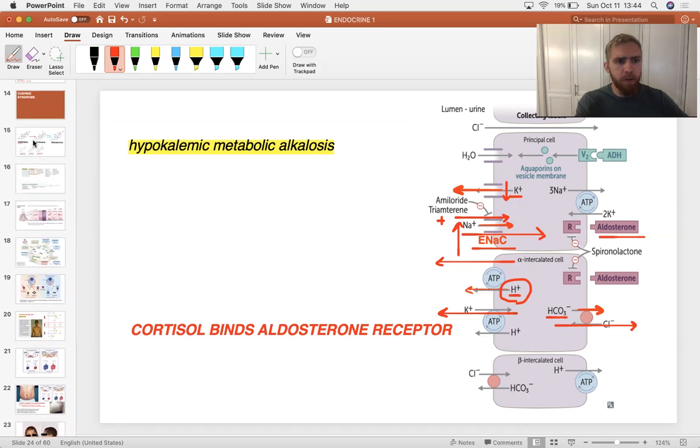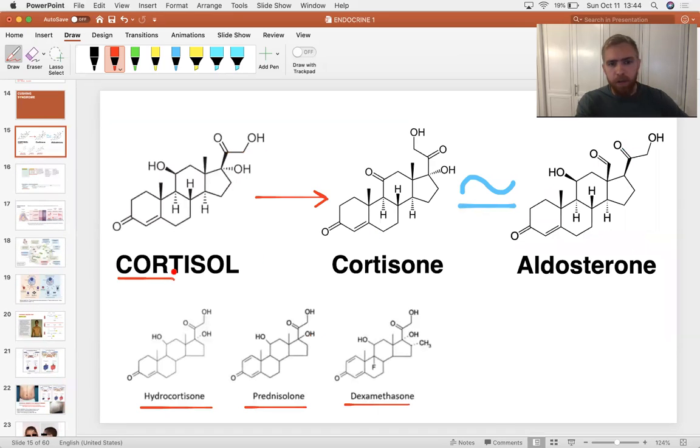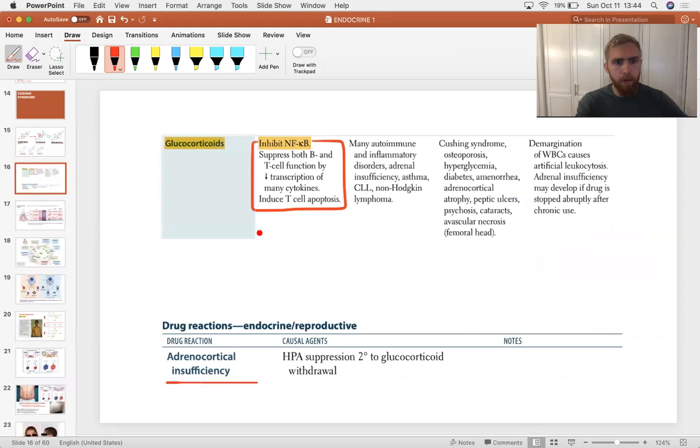And this is a good time to go ahead and go through these slides I've assembled. Here's cortisol again. Cortisol gets metabolized to cortisone. It gets a ketone put on it right there. And that is very similar in shape to aldosterone. Cortisone is what has aldosterone agonistic activity. So glucocorticoids, their immunosuppressive function is primarily by their inhibition of nuclear factor kappa beta, which is going to upregulate the transcription of inflammatory cytokines such as IL-1, IL-6, TNF-alpha.